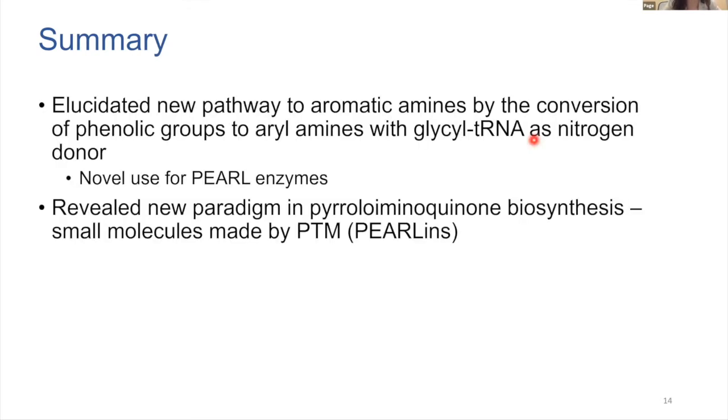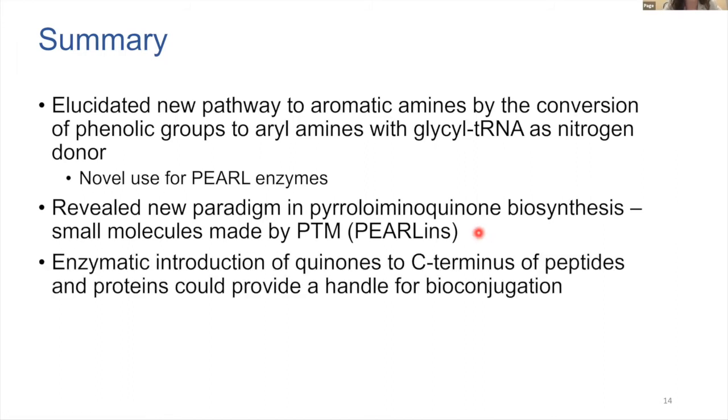And so to summarize my work today, I've elucidated a new pathway to aromatic amines by the conversion of phenolic groups to aryl amines with glycyl tRNA as the nitrogen source. And this is a novel use for PEARLs than we have reported previously. We've also revealed a new paradigm in pyrroloiminoquinone biosynthesis in that these small molecules are made by post-translational modification. And so we've coined these natural products purlins, as they are the product of PEARL biosynthesis.